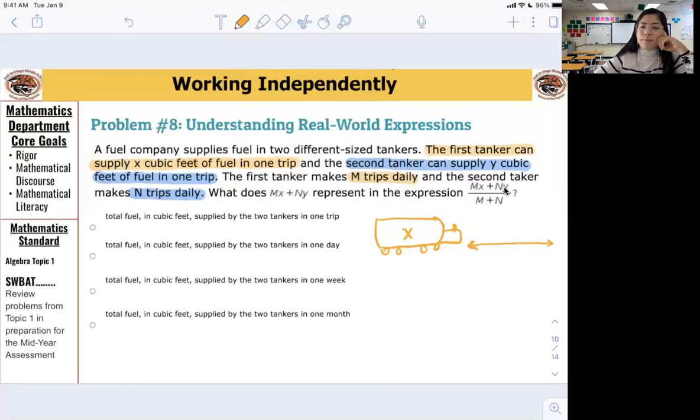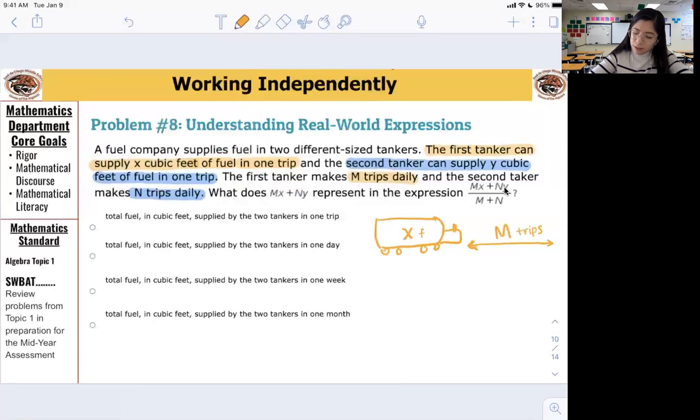Is there supposed to be a number? There's no number. I'll read it to you guys again. The first tanker can supply X cubic feet of fuel in 1 trip. So if it only goes once, it can carry X amount. But then keep reading. The second tanker can supply Y cubic feet of fuel. The first tanker makes M trips daily. Oh, we don't know how many trips. It's just an M. That's the amount of trips.